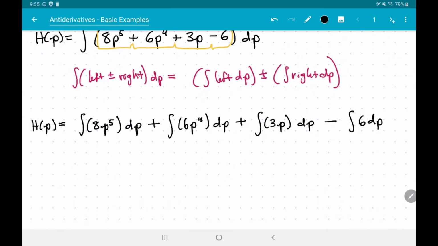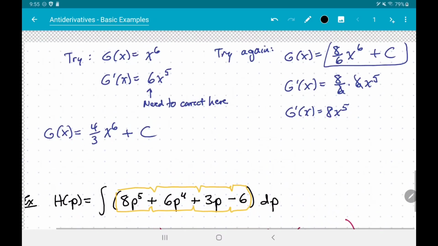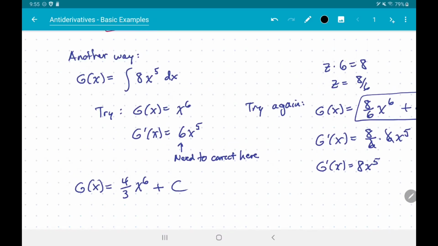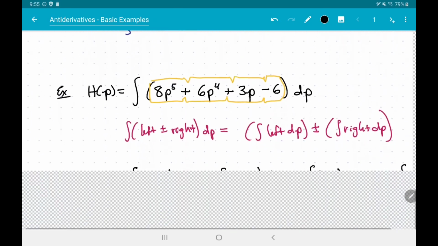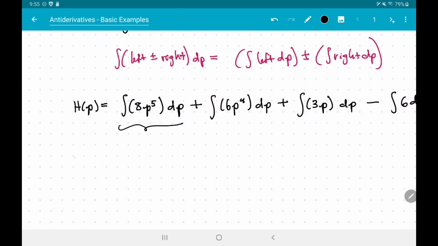Okay, now we just need to handle each of these terms. The first term should be familiar. The antiderivative of 8p to the 5th is basically the same thing we did up here. It's just that instead of an x like we had in this example, we'll have a p in this example. So h of p starts with, and I'll copy the 4/3 p to the 6th from above.